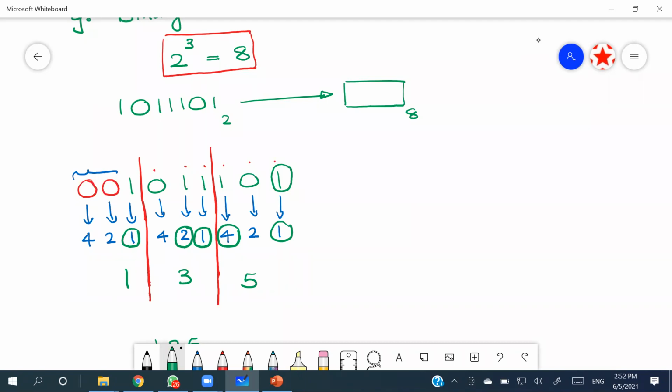Ravidu, we are grouping it because we are converting the binary into an octal. That is why we are grouping it.